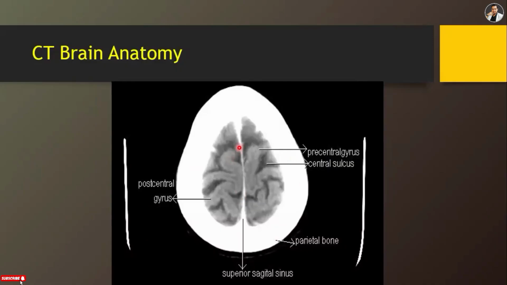And here is the postcentral gyrus. Here is the superior sagittal sinus. And what is the superior sagittal sinus? It is the venous drainage of the brain. The sinus of the brain is the superior sagittal sinus. The parietal bone is here, and this is the central sulcus. Here is the central sulcus, the gap between the gyri.